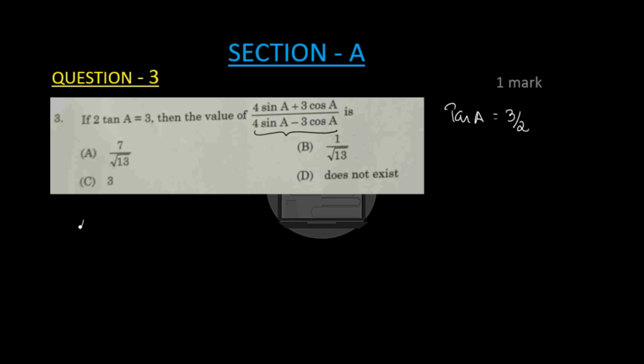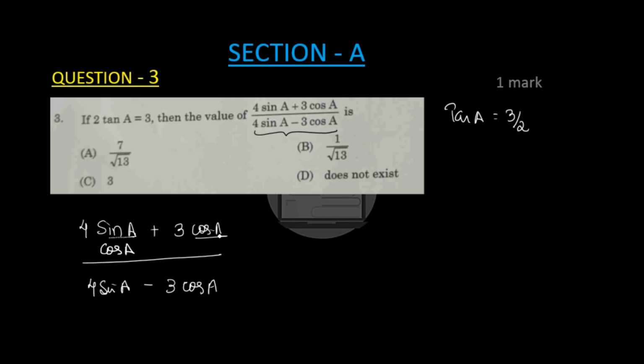The expression whose value I have to find is 4 sin A plus 3 cos A over 4 sin A minus 3 cos A. Let me try to get tan A somehow here. So what I'll do is I'll divide the entire numerator by cos A, and the same thing I'll do in the denominator. I'll divide by cos A.